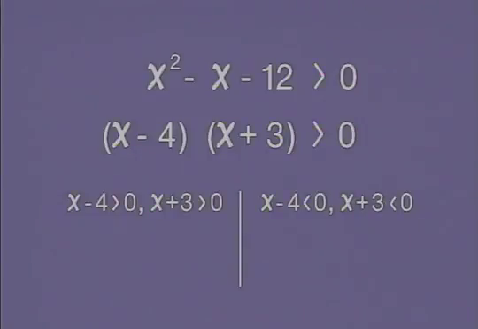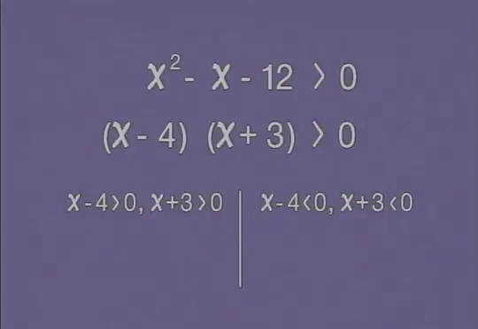You'll notice we have two sets of inequalities separated by a vertical line. That vertical line means or. We have one solution or the second solution. And we also have a comma between the two inequalities on each side. That comma should be read and. Both of those must be true.